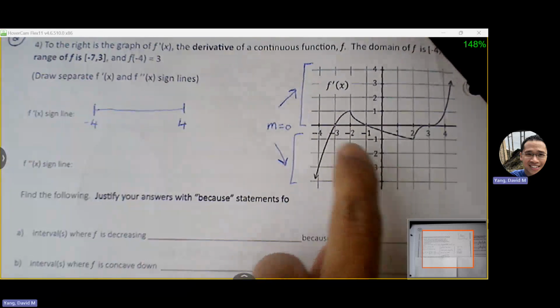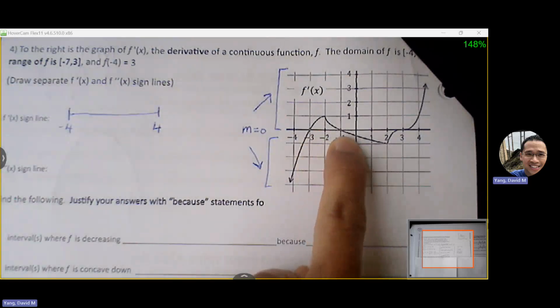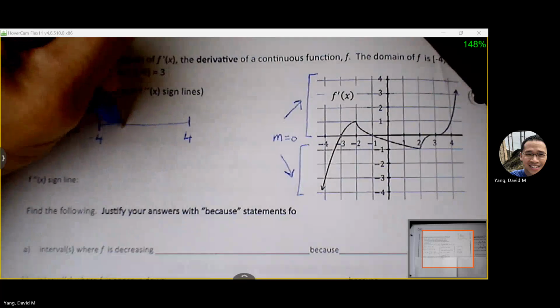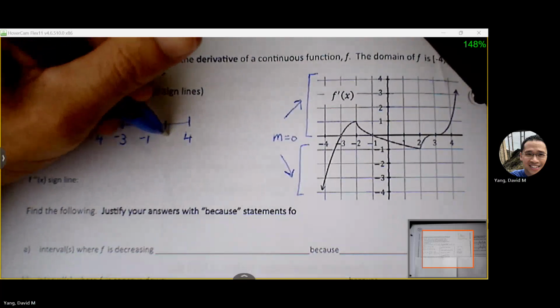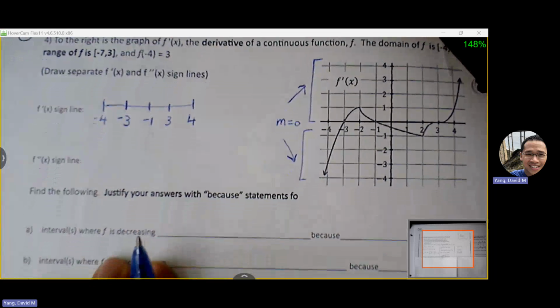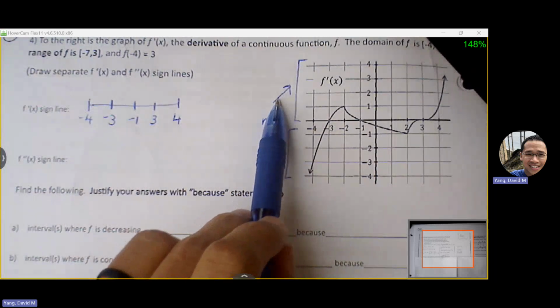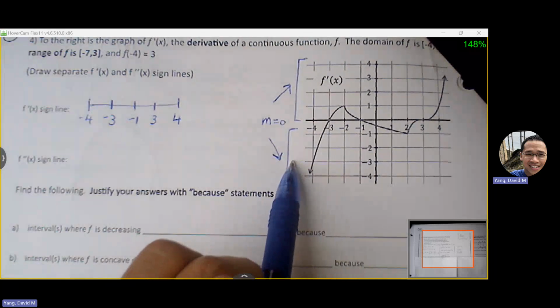Okay, so what critical points can we place onto our slope sign line? Good. -3, -1. Good. Now we just look to see where our derivative graph is located. If it's above, that's going to indicate where my original graph is going to be rising. Anything below means my original graph is going to be falling.